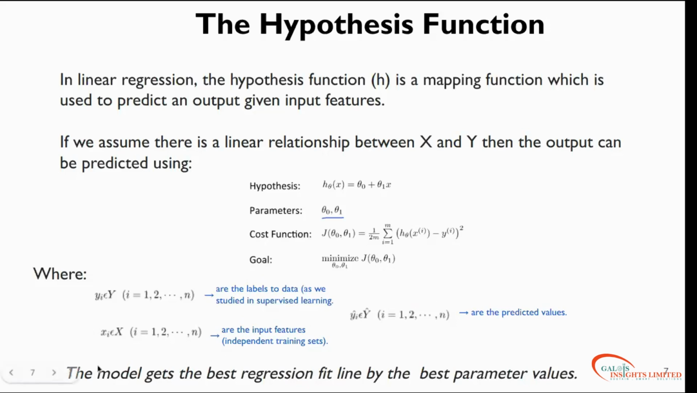Yeah, so this simply gets the best regression fit line by the best parameter values. If we get very good parameter values in our model, that is for theta naught and theta one, then it means that you have a very good algorithm or a very good linear function or model that accurately distinguishes between the data points and gives us a very good prediction.